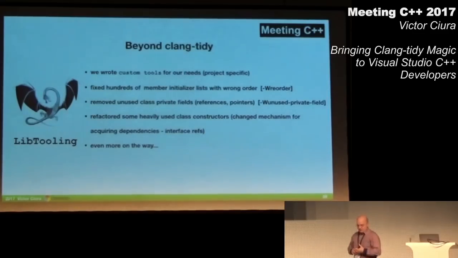We removed lots of class private fields that were unused, references and pointers, and scalar types. We refactored some heavily used class constructors. We changed some of our mechanisms for acquiring references to dependencies, and this required large-scale refactorings that we performed using lib tooling. So this is beyond the scope of the extension for Visual Studio, but this is something of an inspiration for you guys to develop something similar.